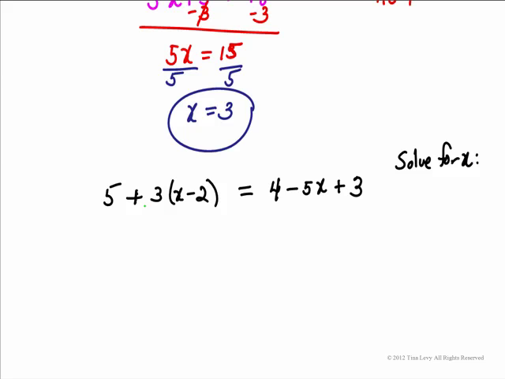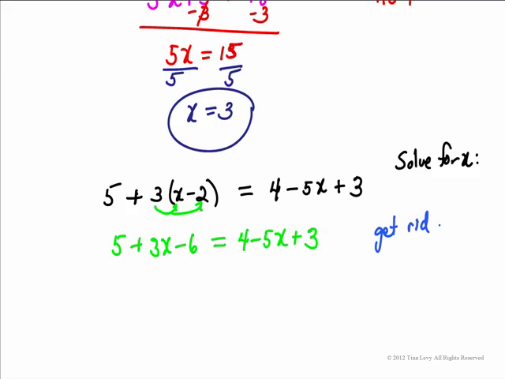Usually with equations, our first step is to rewrite it, getting rid of parentheses. So we're going to distribute the 3 through. And this becomes 5 + 3x. 3 times negative 2 is negative 6. And we have 4 - 5x + 3. So this was our first step, to get rid of parentheses. Now keep in mind, we're not solving the equation yet. We're just doing a rewrite, getting us ready to solve the equation.